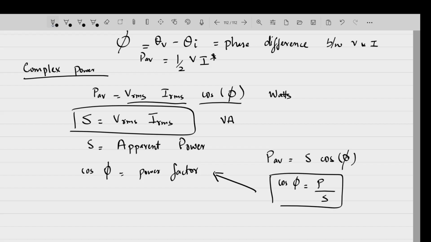This P that we wrote, we have said this is average power. It is also known as true power. Why is it true power? This is the actual amount of power that is being delivered or consumed, the average power. So that's why it's known as the true power. It is also known as real power.